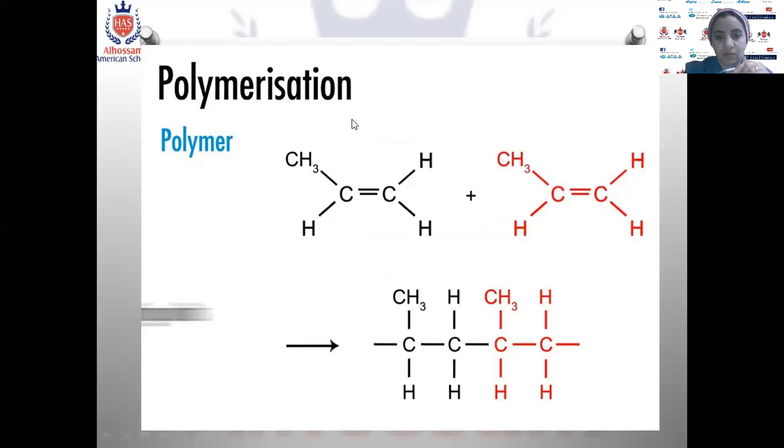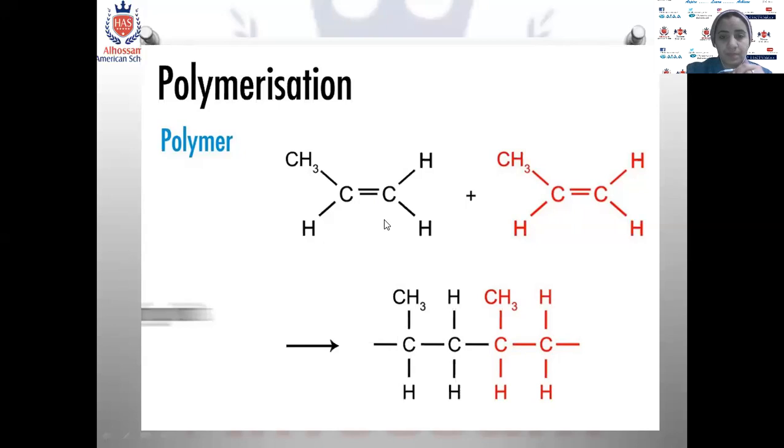Look at this compound. For example, this is ethene, methyl ethene. We have a side chain methyl and two carbon atoms, ethene. So we have one molecule of methyl ethene, and another one of methyl ethene. When they combine together, they will form polymers. The polymers are considered as repeating units. For example, this polymer contains 2 units, maybe another one contains 10 units from methyl ethene. This is called a polymer, made of repeating units.